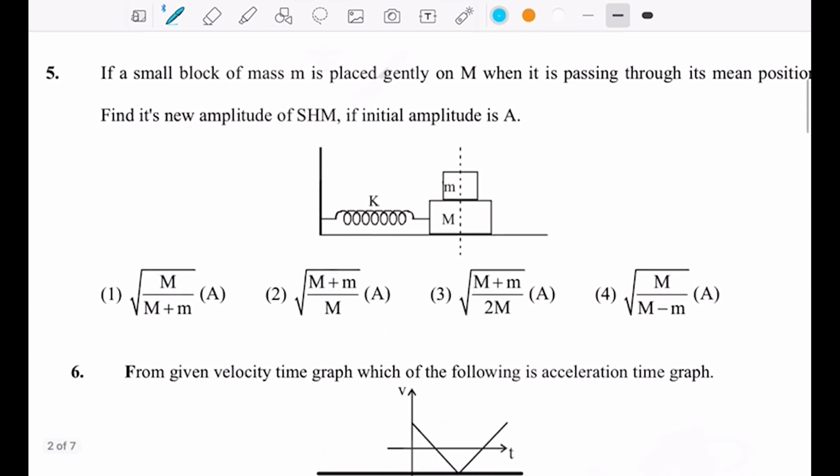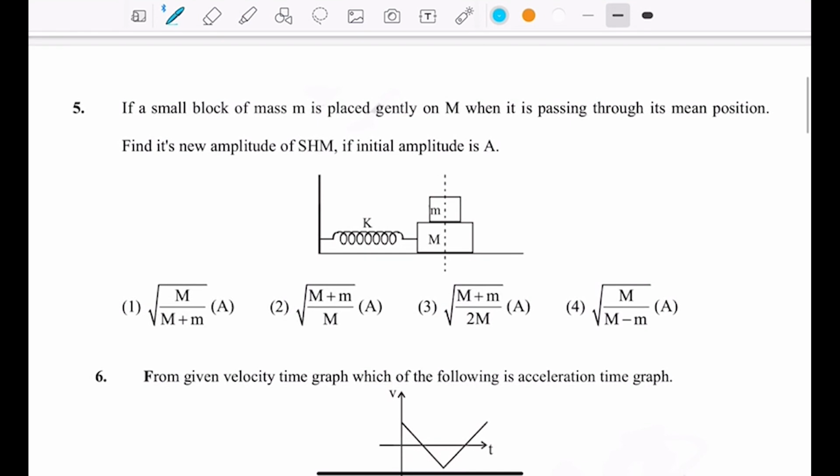A small block of mass m is placed gently on a block of mass M when it is passing through its mean position. Find its new amplitude of SHM. When it is exactly at the mean position, then you have to conserve the momentum. So momentum conservation you can do. Initially, let us say the amplitude is A. So maximum velocity is A omega. Maximum velocity initially, v0 or v1, is equal to A into omega.